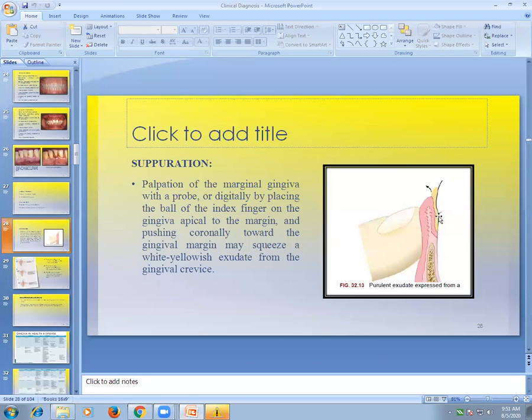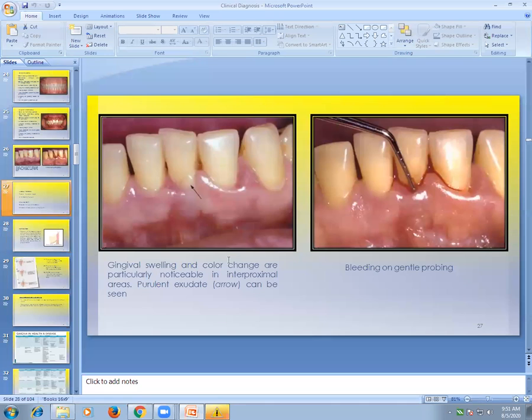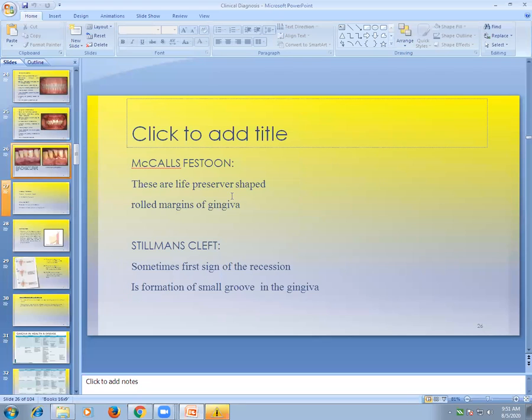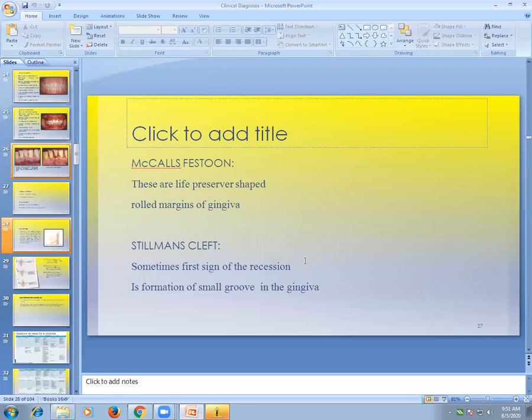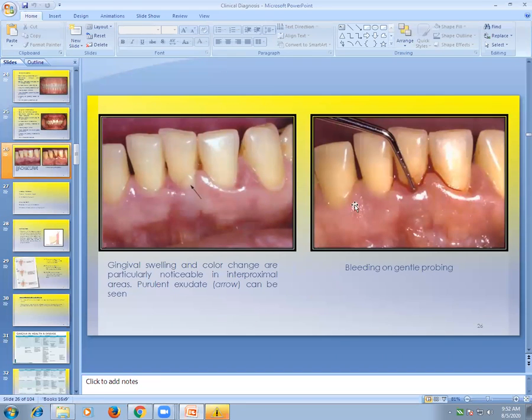And if purulent exudate comes out through the sulcus or through the margin, then you have to write about the exudate present. See here, in this picture, you can see exudate or purulent part which has come out through the sulcus when you move along the mucogingival junction towards marginal gingiva. So purulent exudate comes.